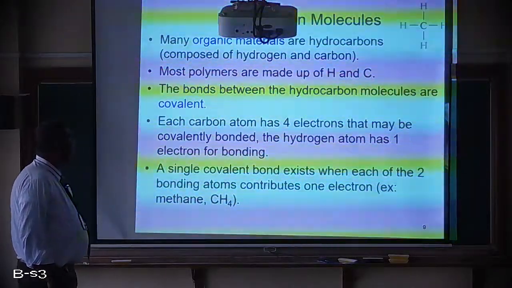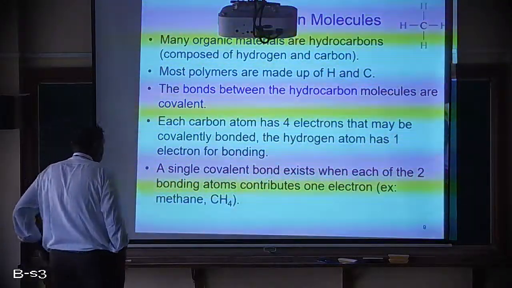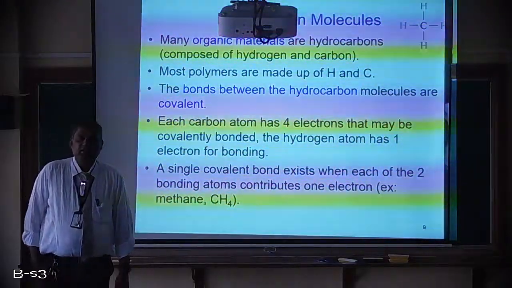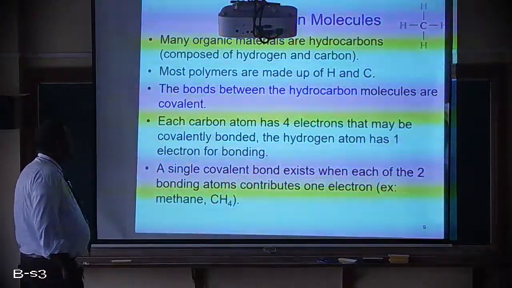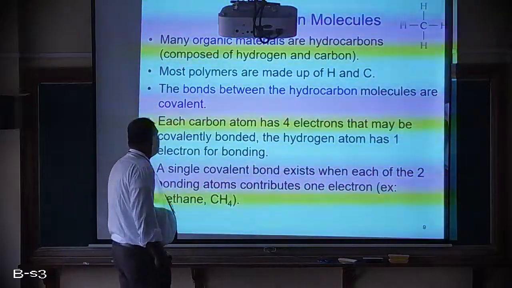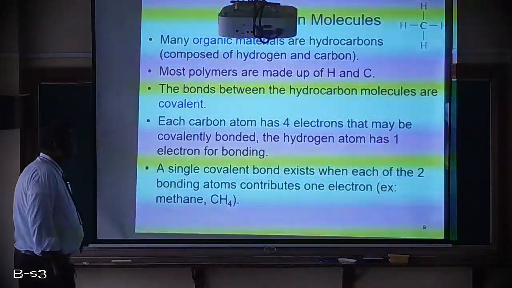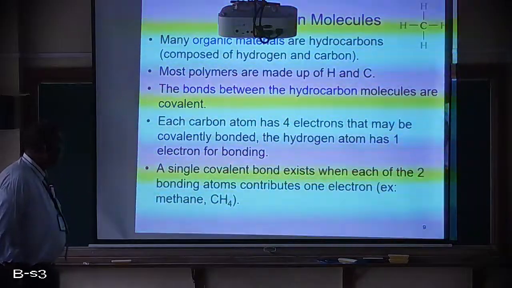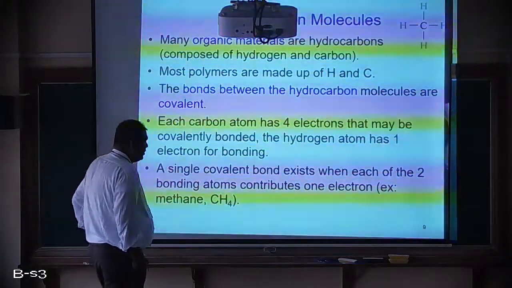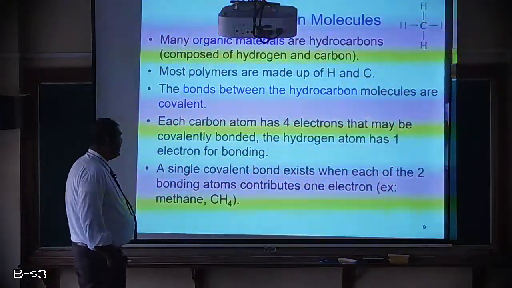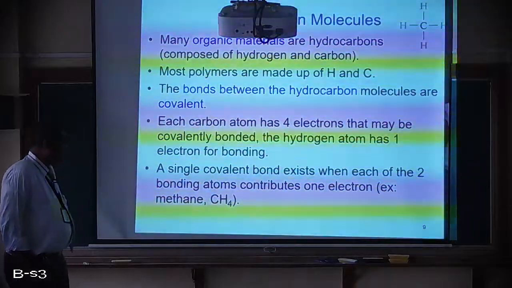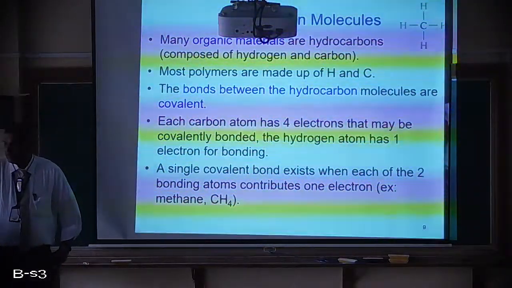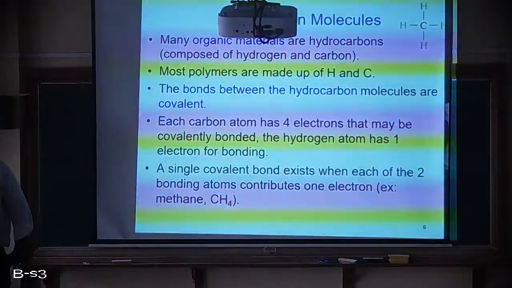The bonds between the hydrocarbon molecules are covalent. Okay, so this is very, very important. So these are covalent bonding. Each carbon atom has 4 electrons that may be covalently bonded. The hydrogen atom has 1 electron for bonding. So a single covalent bond exists when each of the 2 bonding atoms contributes 1 electron. For example, methane, CH4, is one of the best examples of bonding between hydrocarbons.